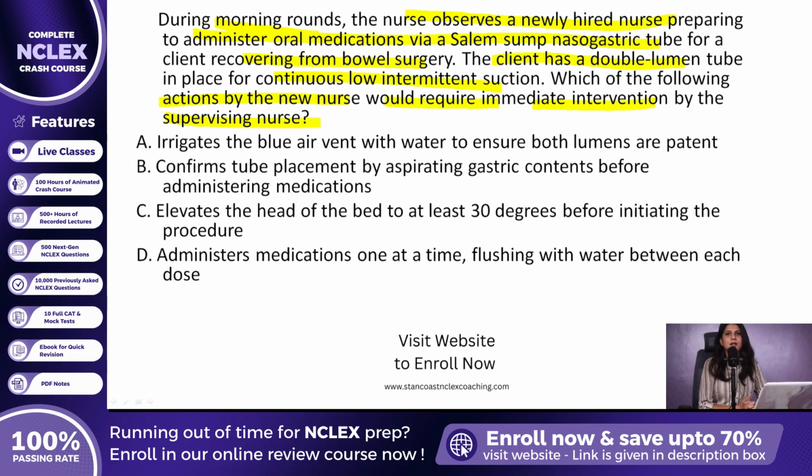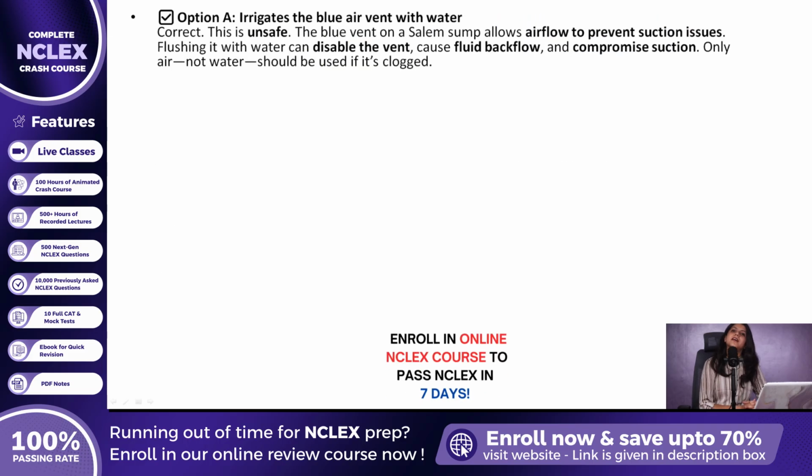The correct answer is Option A. Irrigates the blue air vent with water to ensure both lumens are patent. This is a critical error that requires immediate correction. The blue air vent on a Salem sump tube is not meant for flushing with fluids. Its purpose is to maintain continuous airflow and keep the gastric suction lumen from adhering to the stomach wall.